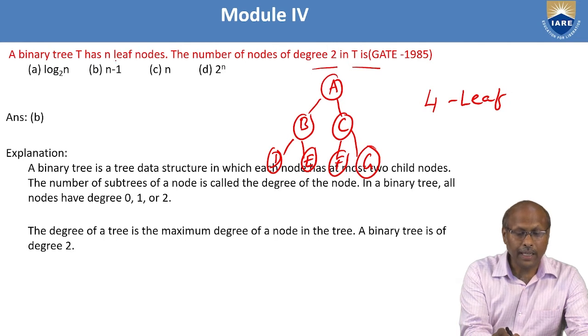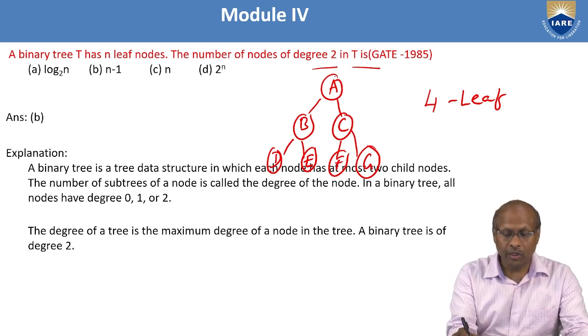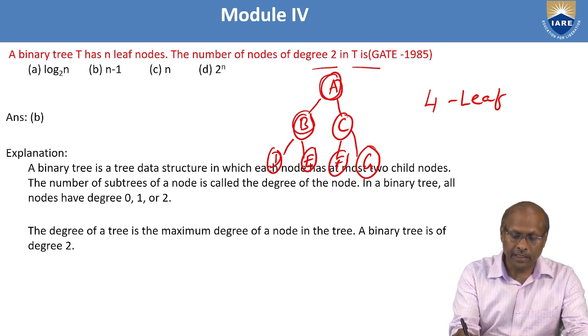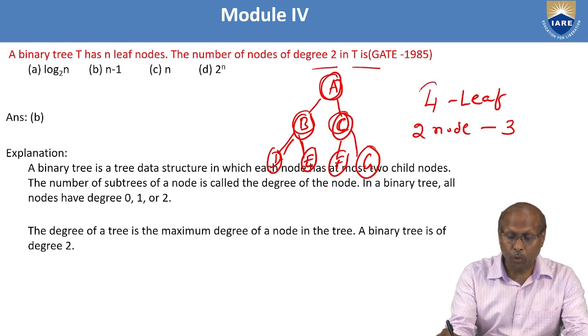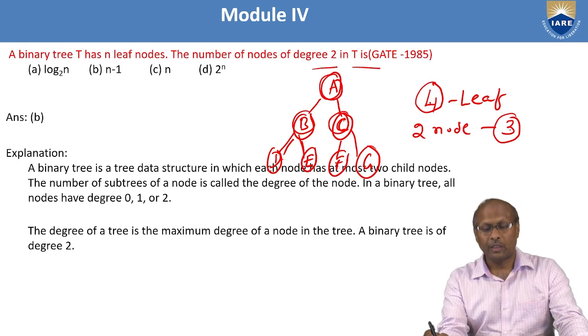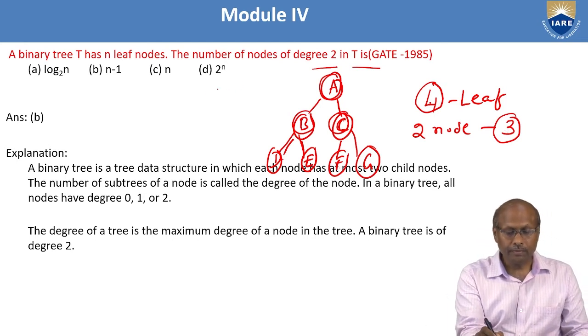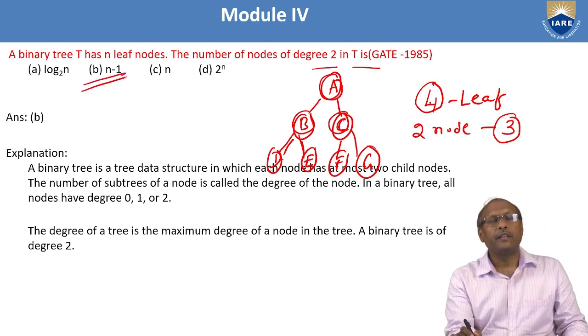Now the question is, if there are n leaf nodes, how many nodes having degree of 2? Degree of 2 means what? The node having 2 child. So here A is having 2 child, B and C. B is having 2 child, D and E. C is having 2 child, F and G. That means how many? 2 child nodes are 3. That means if there are 4 leaf nodes, there will be 1 less than the number of leaf nodes. So 2 child nodes will be always 1 less. So that means answer will be B.